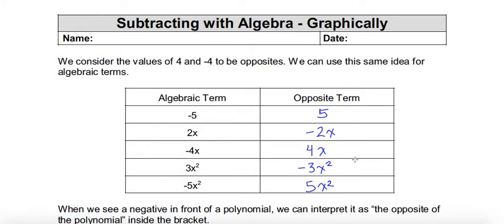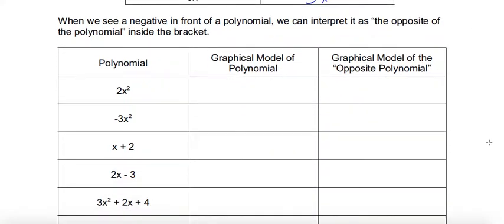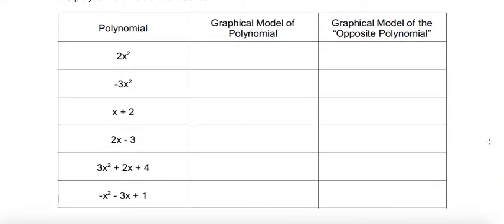So now when we're looking at visualizing a polynomial, we need to think about what that means in terms of subtracting them. So when we see a negative in front of a polynomial, we can interpret it as the opposite of the polynomial inside of the bracket. So every term inside of that bracket becomes the opposite term when you're subtracting. So let's take another look at this. So let's take a look at this polynomial.